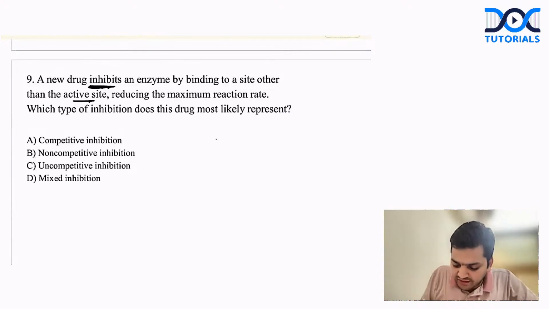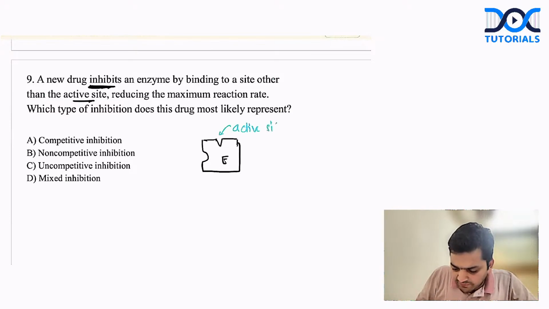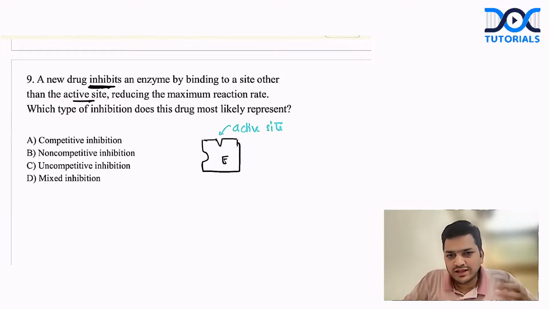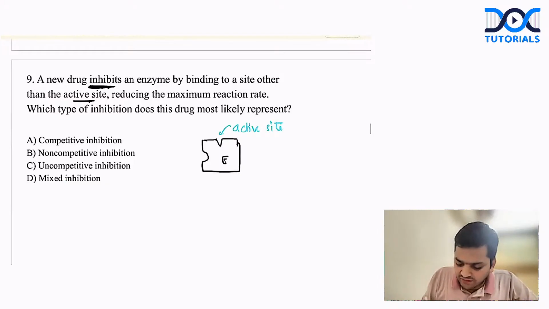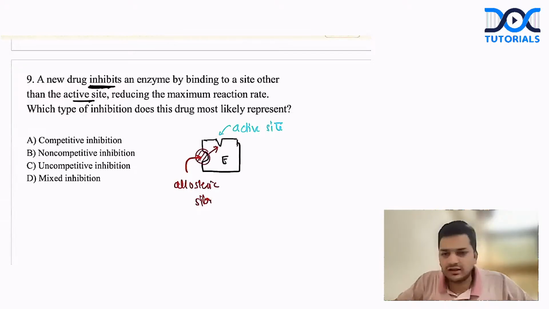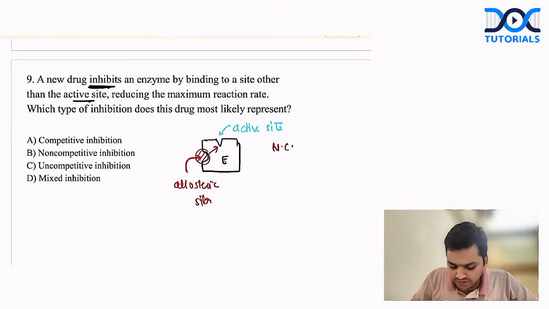See, on the enzyme, we have two sites. For example, here is the enzyme. You can see two sites. One is the active site where the substrate is going to attach. And now they are saying that the inhibitor is not attaching there, it is attaching somewhere else, at the allosteric site. Now, if something attaches on the allosteric site and changes the shape of the active site, the substrate cannot attach. And this type of inhibition is called non-competitive inhibition.